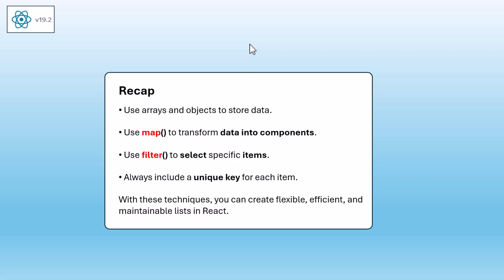6. Recap. Let's summarize what we've learned. You can move your data out of components and into arrays or objects to make your code cleaner and more reusable. The map method allows you to create sets of similar components from your data. The filter method helps you select only the items that match specific criteria. The key property ensures that React can track each item individually, even if their order or data changes. By understanding how to render lists efficiently, filter data, and manage keys properly, you're building the foundation for creating dynamic, scalable, and maintainable React interfaces.